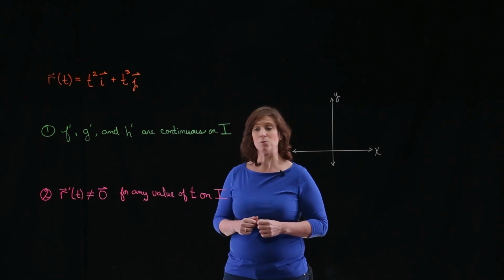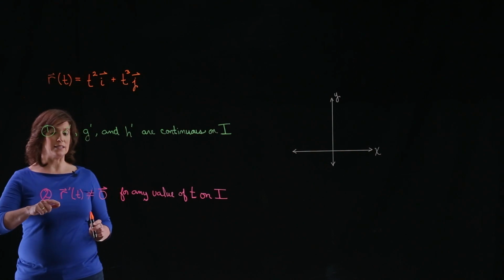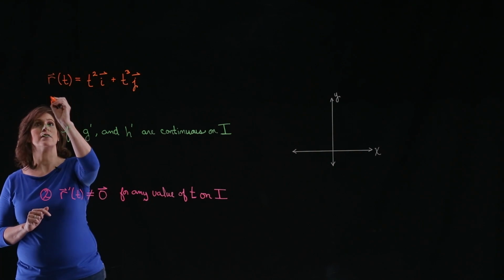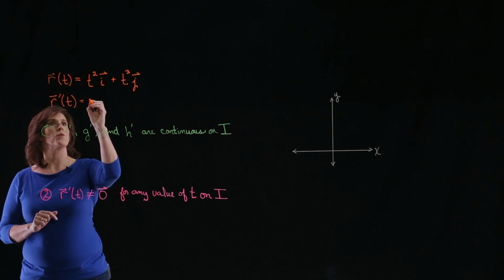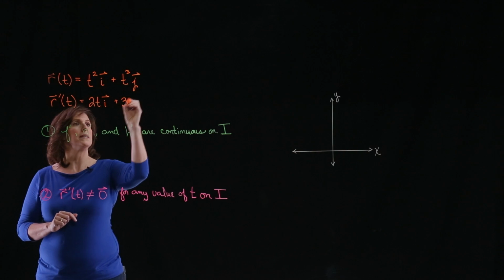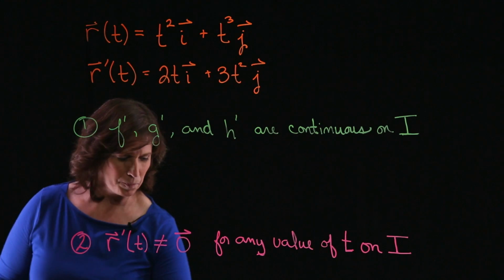Okay, so let's take a look at this particular problem. Notice that the conditions that need to be met all have to do with the derivative. So let's find the derivative of my vector valued function. So the derivative is going to be 2t times vector i plus 3t squared times my vector j.